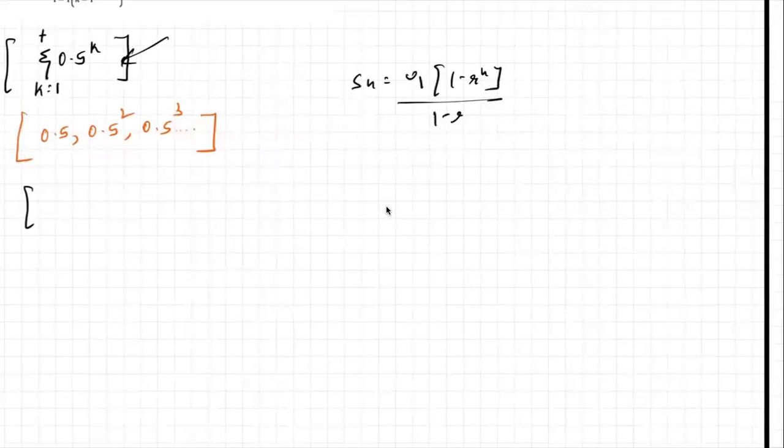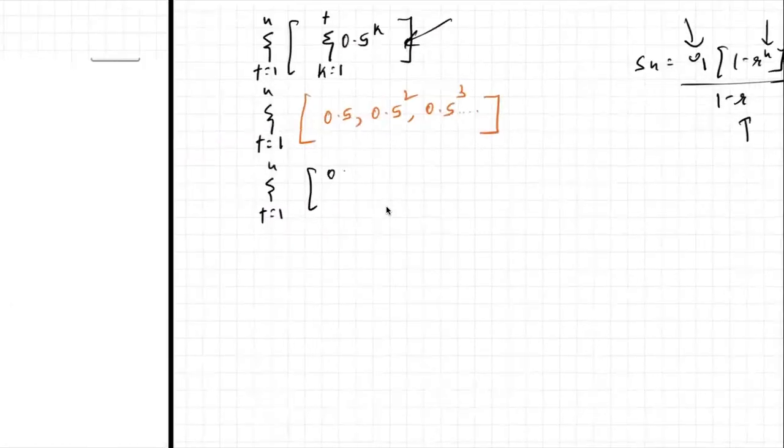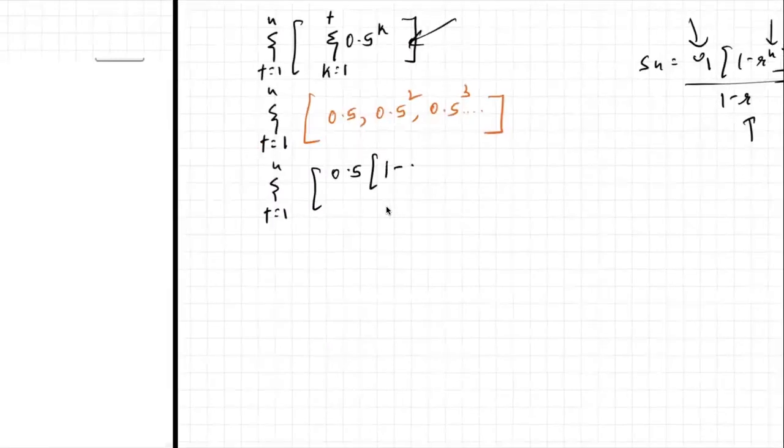over 1 minus r, where u1 is your first term, r is the common ratio, and n is the number of terms. The first term of the sequence is 0.5, open this bracket, 1 minus 0.5, which is the common ratio, to the power of n, divided by 1 minus 0.5. Let's expand this. Oh my god, my summations are so bad.